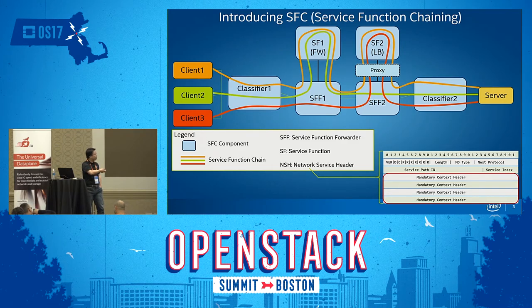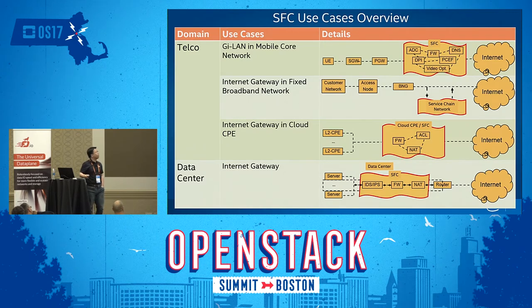classify the packet. So there are a couple of different SFC use cases across telco and data center networks. From top to bottom, there are at least four common use cases. The first one is the Gi-LAN in the mobile core network. Basically, if you have an EPC setup and the traffic from your devices needs to go to the internet, then the Gi-LAN is a point that needs to perform lots of network services applied to the original traffic.